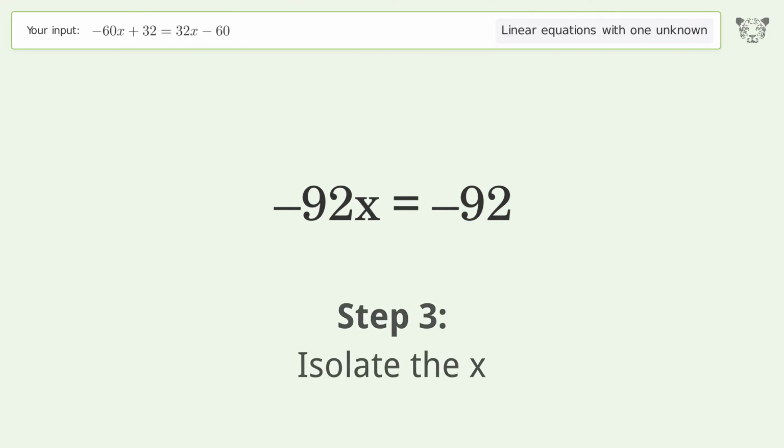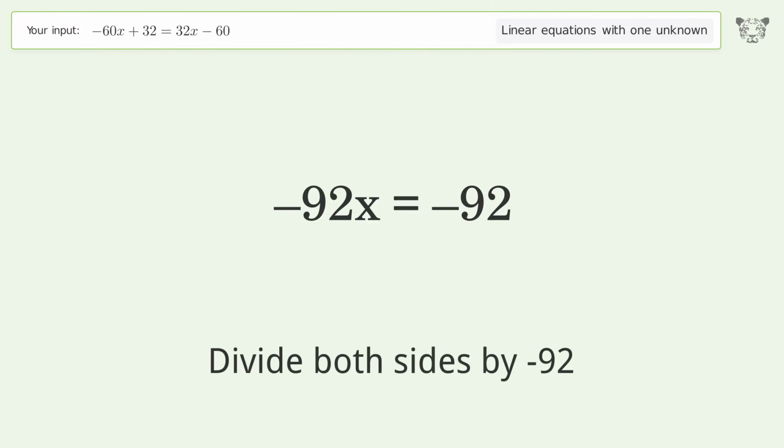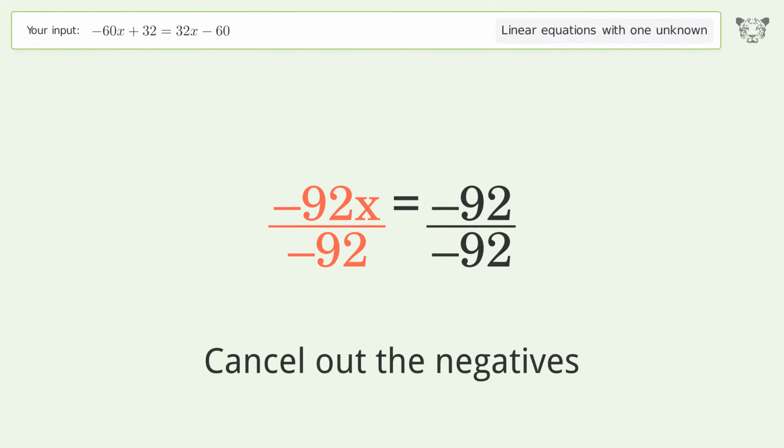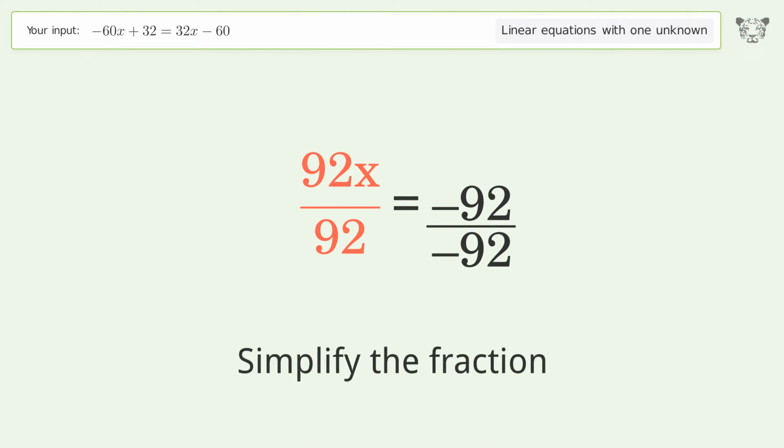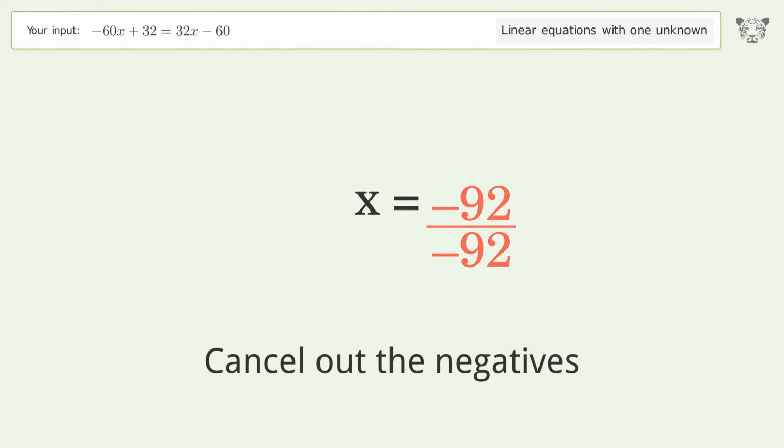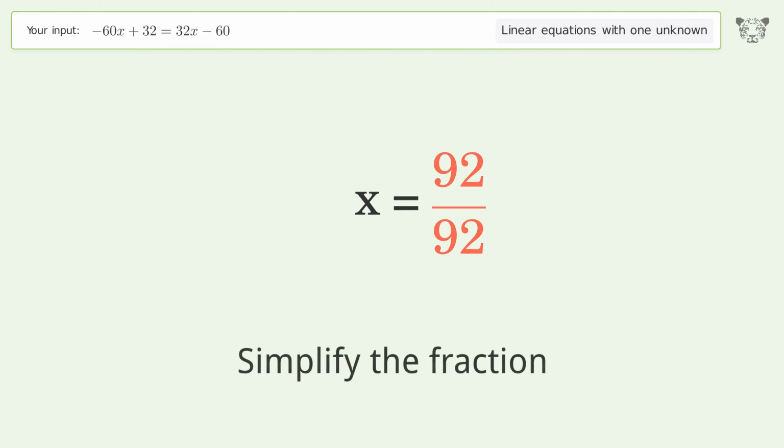Isolate the x. Divide both sides by -92. Cancel out the negatives. Simplify the fraction. Cancel out the negatives. Simplify the fraction.